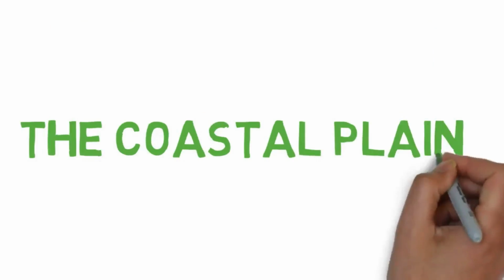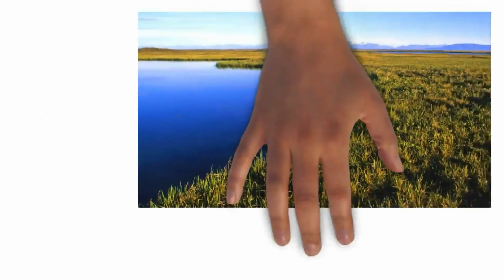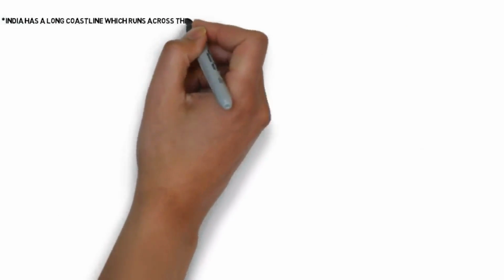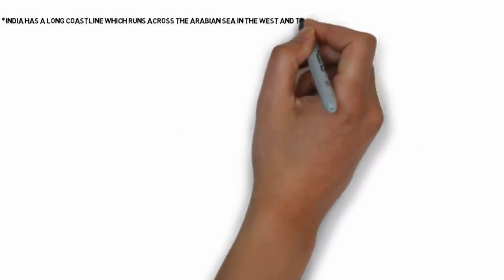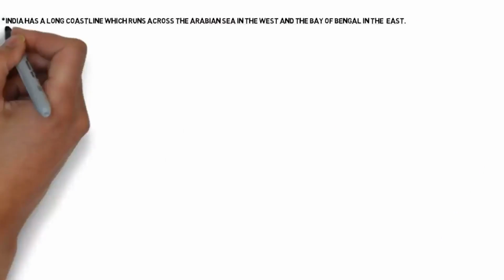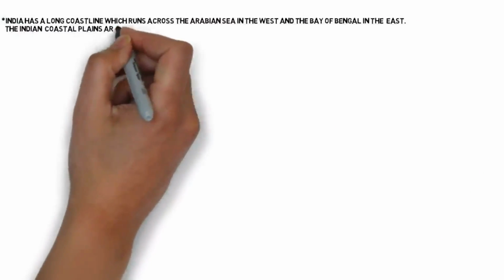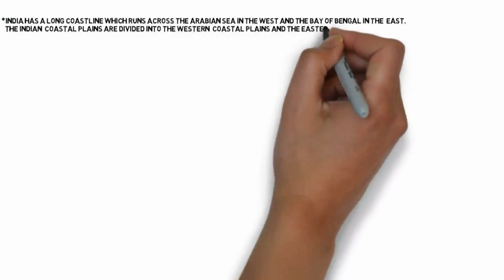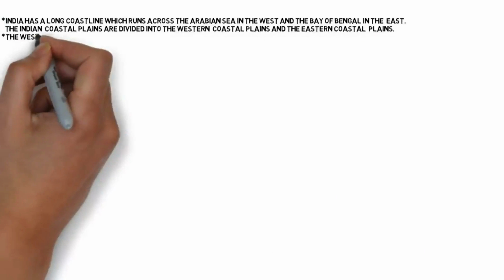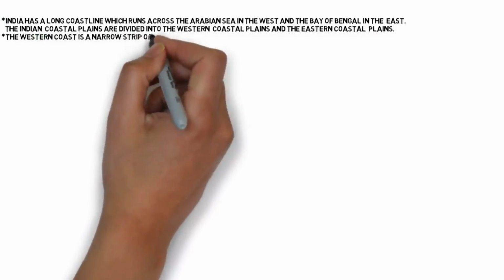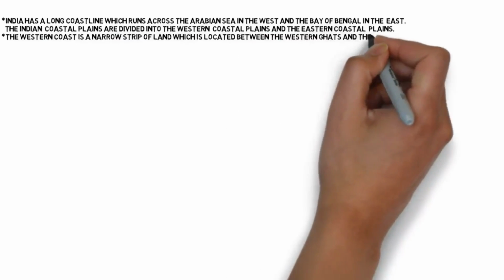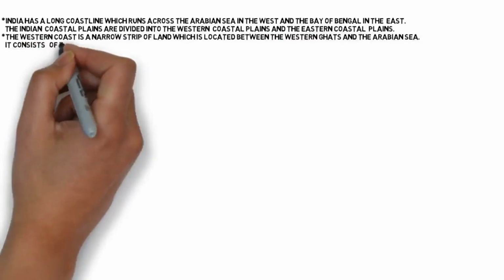The coastal plains. India has a long coastline which runs along the Arabian Sea in the west and the Bay of Bengal in the east. The Indian coastal plains are divided into the Western Coastal Plains and the Eastern Coastal Plains. The western coast is a narrow strip of land which is located between the Western Ghats and the Arabian Sea. It consists of three sections.